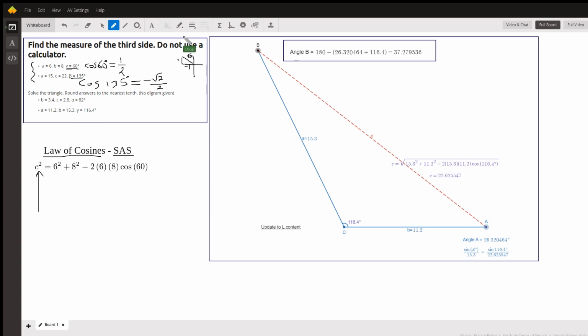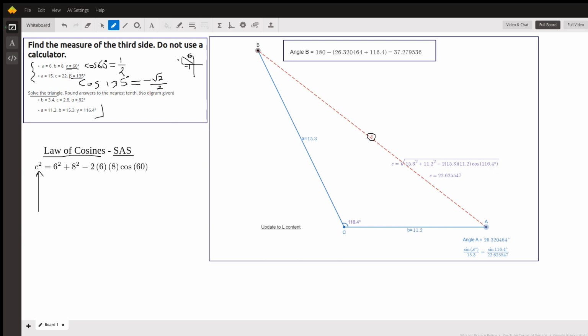But over here, we have a diagram for this last problem. And you're supposed to solve the triangle, which means find all the missing parts. Okay, so the first thing you want to do is use the law of cosines to find C, the side opposite the included angle. And that will equal the square root of one of the sides squared plus the other side squared minus 2 times the 15.3 times 11.2 times the cosine of 116.4.